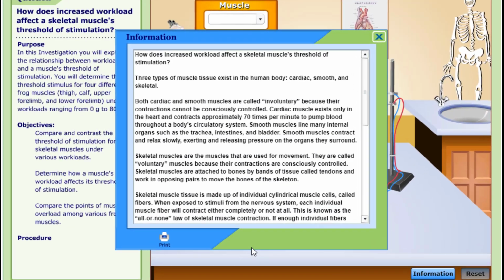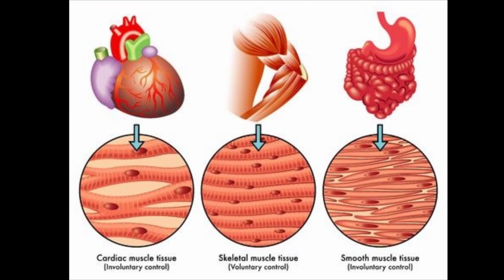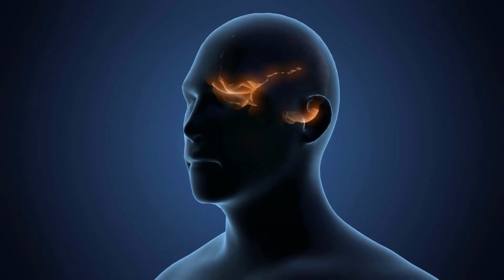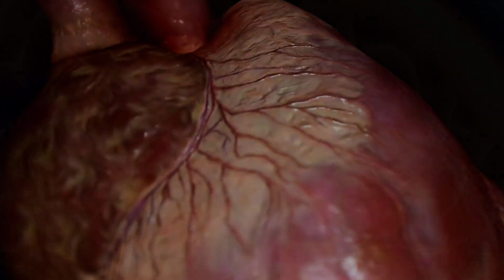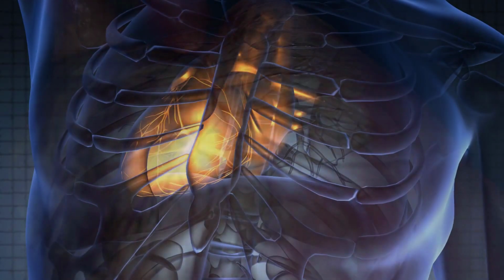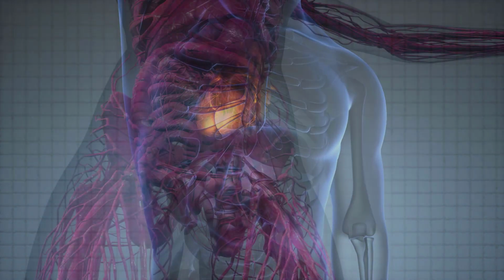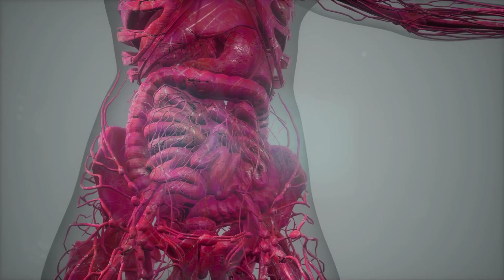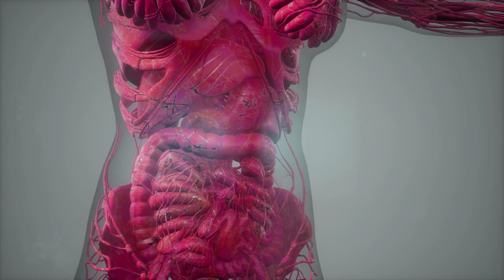How does increased workload affect a skeletal muscle's threshold of stimulation? 3 types of muscle tissues exist in the human body: cardiac muscle, smooth muscle, and skeletal muscle. Both cardiac and smooth muscles are called involuntary because their contractions cannot be consciously controlled. Cardiac muscle exists only in the heart and contracts approximately 70 times per minute to pump blood throughout a body's circulatory system. Smooth muscles line many internal organs, such as the trachea, intestines, and bladder. Smooth muscles contract and relax slowly, exerting and releasing pressure on the organs that they surround.